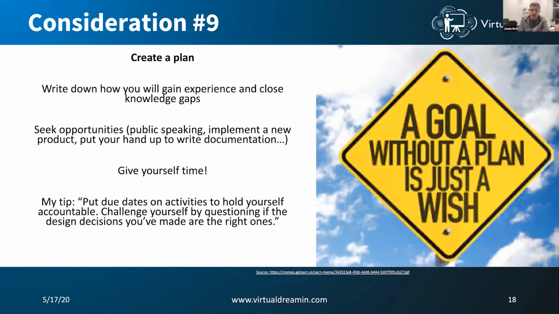Then also challenge yourself, right? If you're in your day-to-day job and you've put a specific solution forward, ask yourself, was that the right solution that I put forward and why was it the right solution? If you can articulate the why, that's a very good sign.